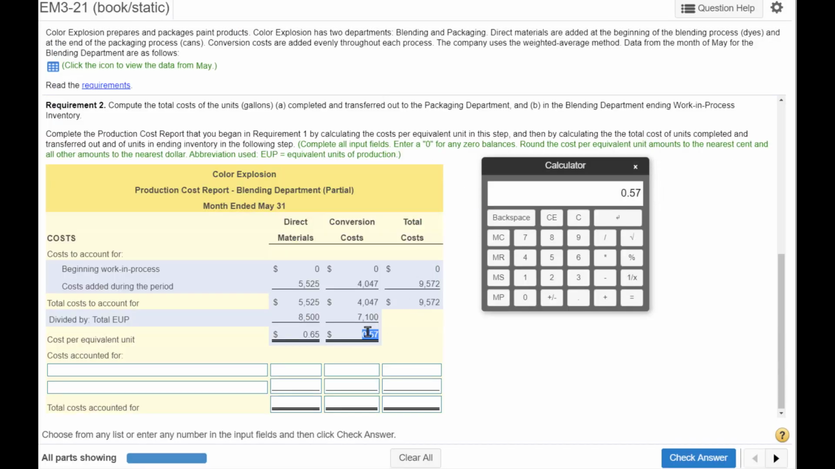So conversion costs 57 cents per equivalent unit, and direct materials 65 cents per equivalent unit. And that's just for the blending department. So that does not include the packaging department. All right.